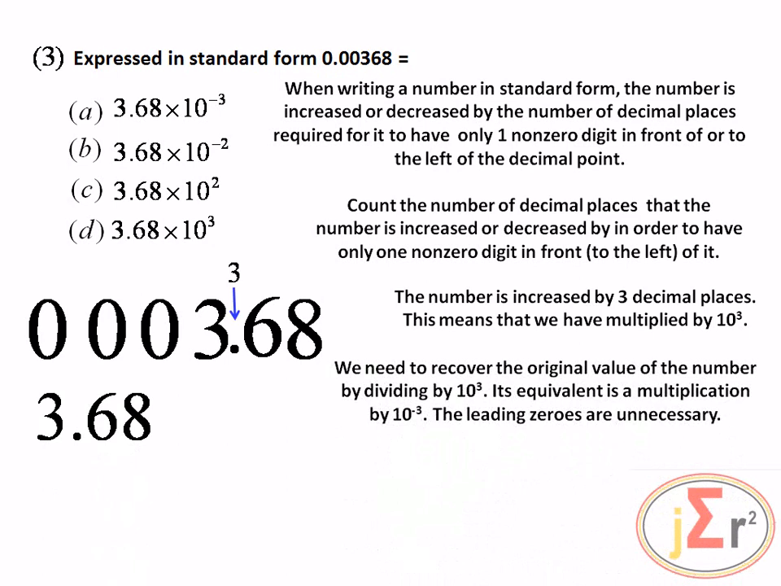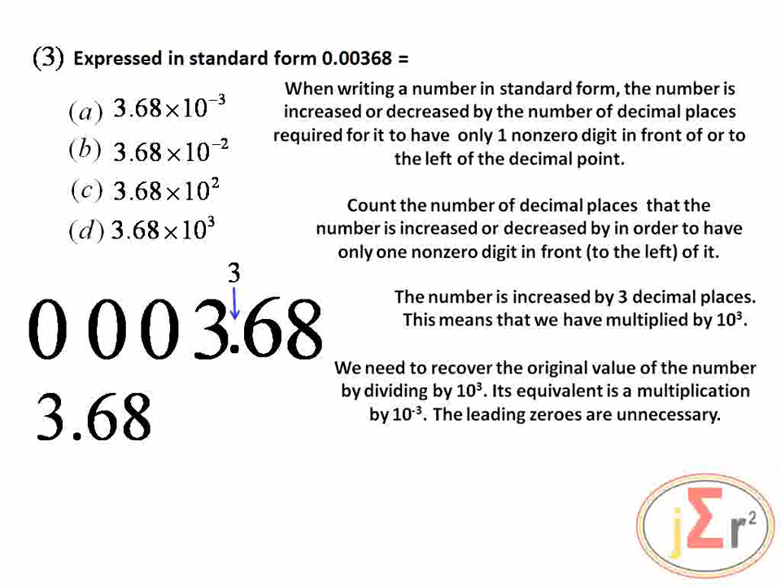Since we increase by 10 to the power of 3, we need to adjust what we have in order that it will be equal to what we had before. So we need to recover the original value of the number, and that is done by dividing by 10 to the power of 3. In order that the decimal point may be placed right here, we have increased by 10 to the power of 3. So in order that we may recover the original value of the number, we will have to decrease by 10 to the power of 3, or we will divide by 10 to the power of 3.